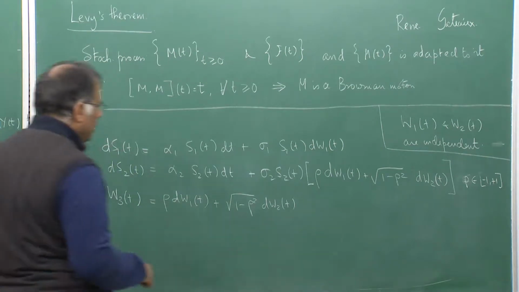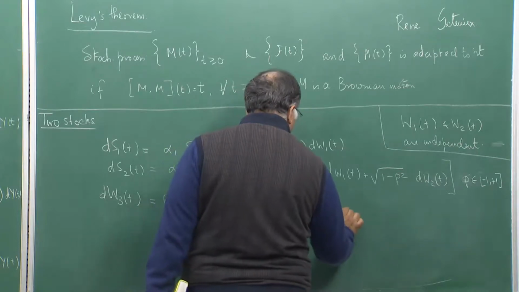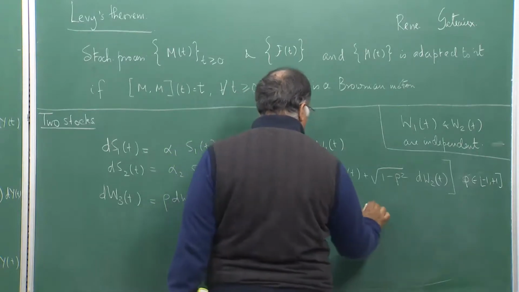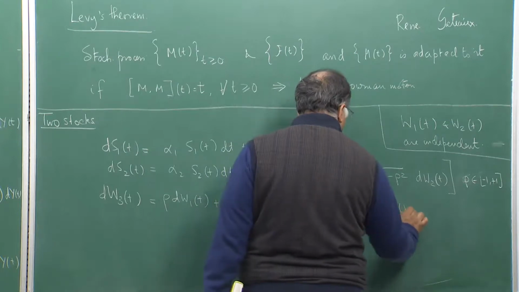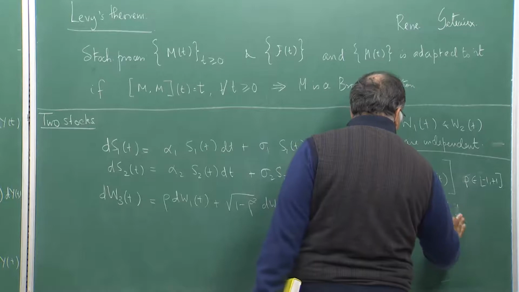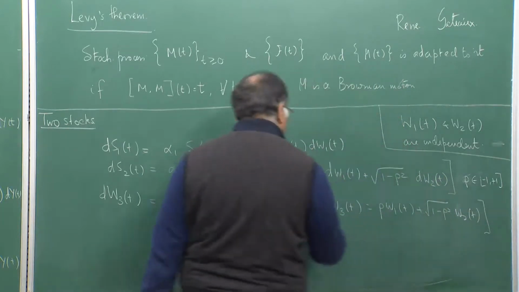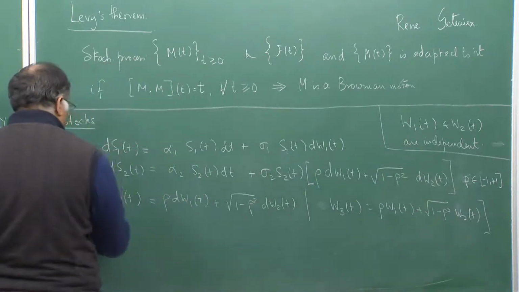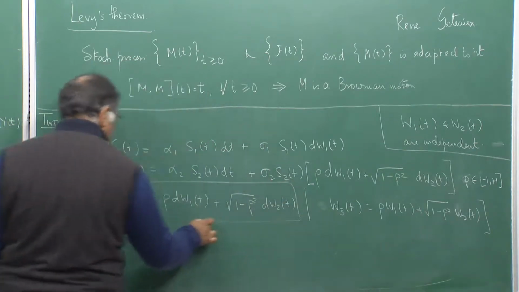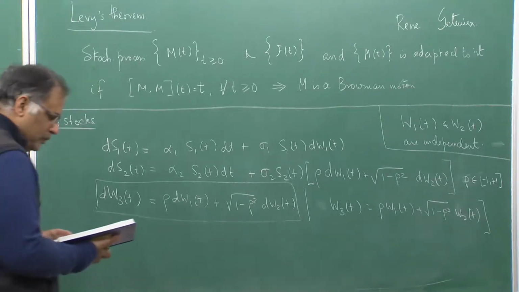Basically, I want to have W3t, which is nothing but rho W1t plus root over 1 minus rho square W2t. This is what I want. So I have made this new process, a new Brownian motion. So this is the differential form of this.